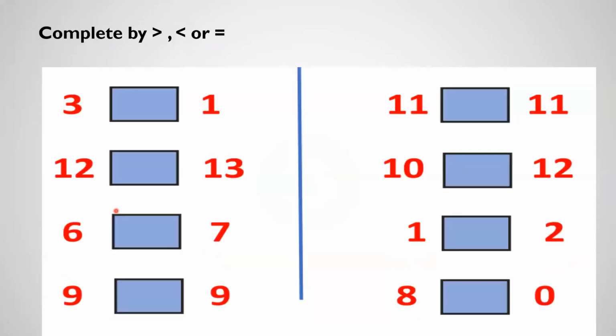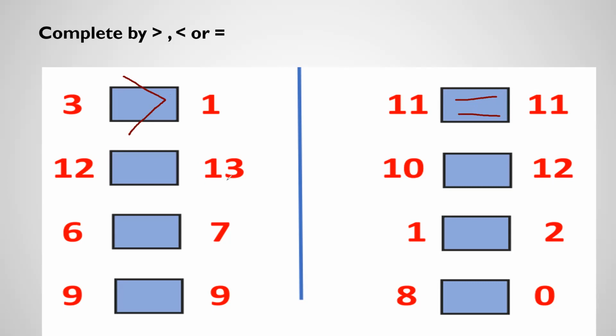Okay, let's solve some examples. Complete by using one sign, greater than, less than, or equal to. Here we have 3 and 1. What do you think? The mouth of the alligator will eat which one? Yes, it will go, of course, to 3. So 3 is greater than 1. What about here? We have 11 and here is 11. They are the same, so they are equal to, and this is the sign of equal. 11 is equal to 11.